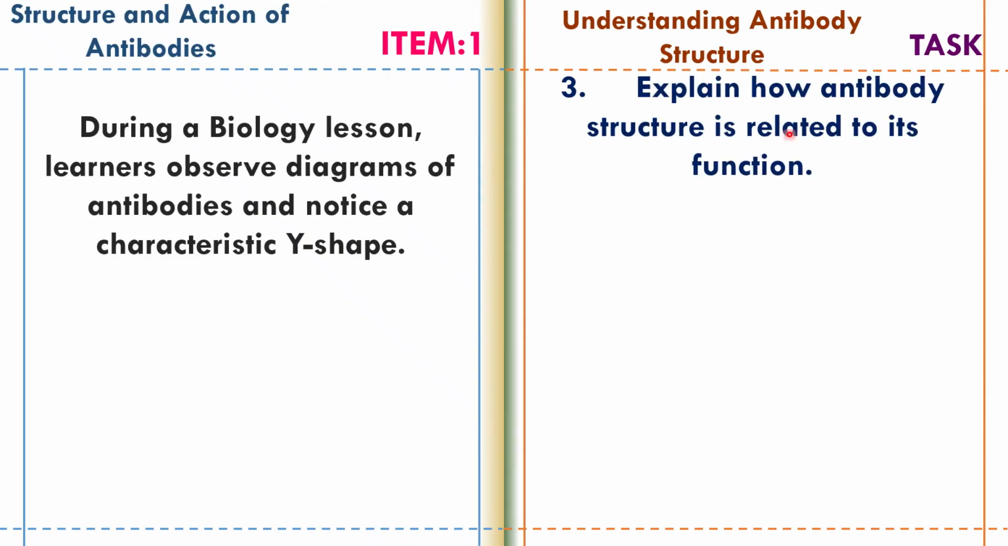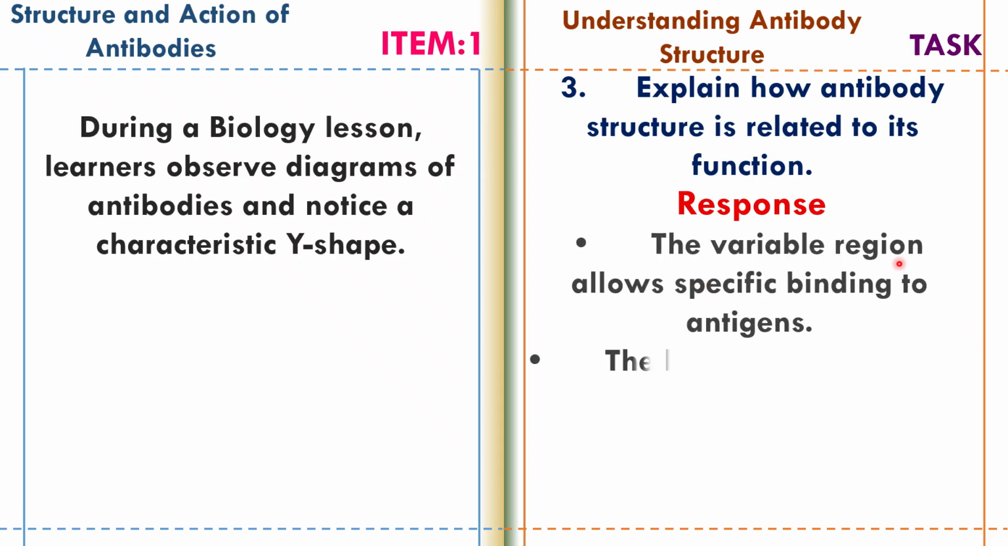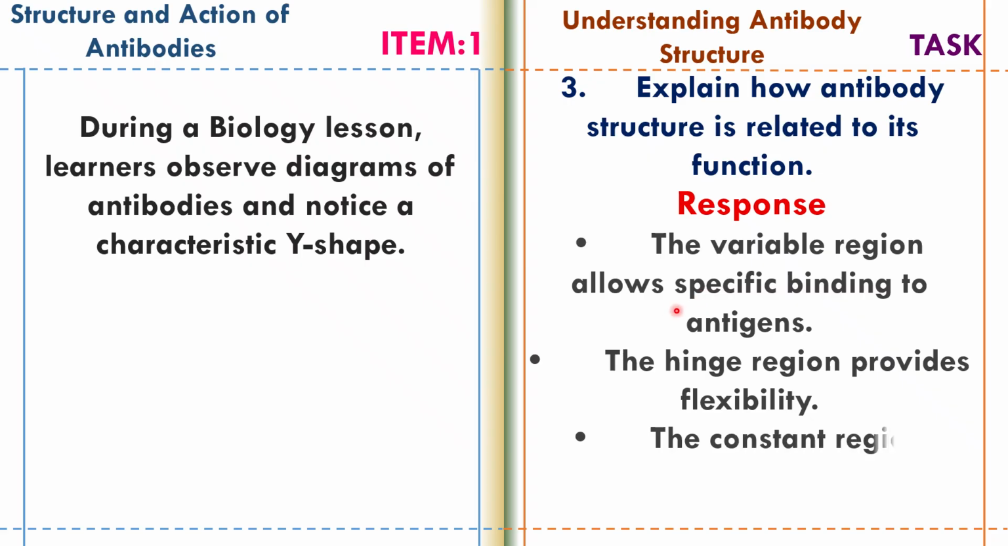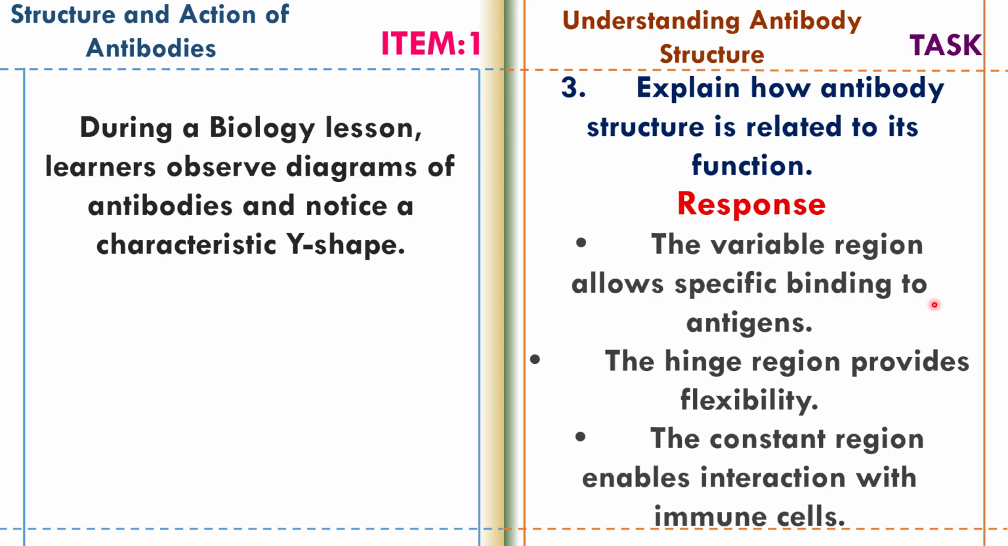Explain how antibody structure is related to its function. The variable region allows specific binding to antigens. The hinge region provides flexibility. The constant region enables interaction with immune cells.